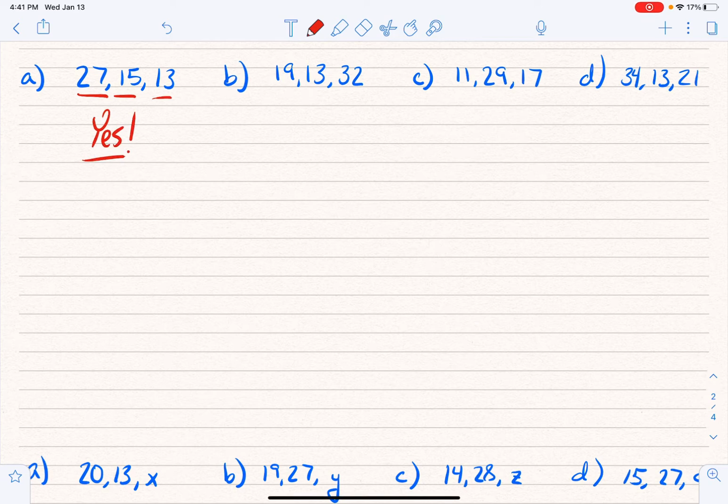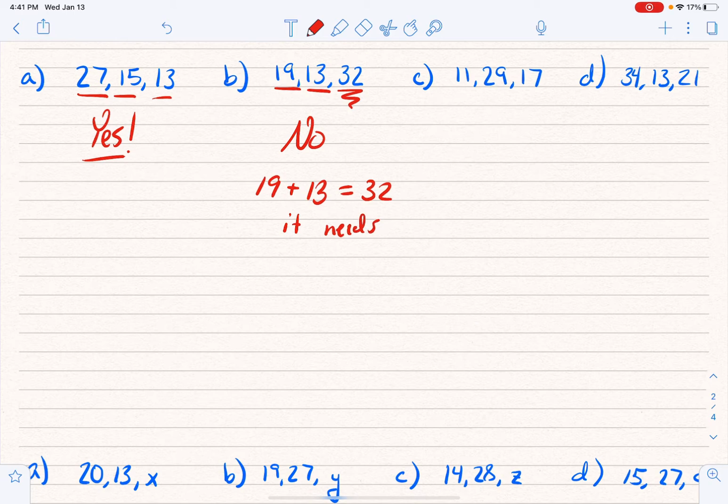Okay, this next one, 19 and 13 add up to be 32. So no, this doesn't work. What kind of explanation? Well, 19 plus 13 is equal to 32. It needs to be greater than 32. That would be a brief explanation.